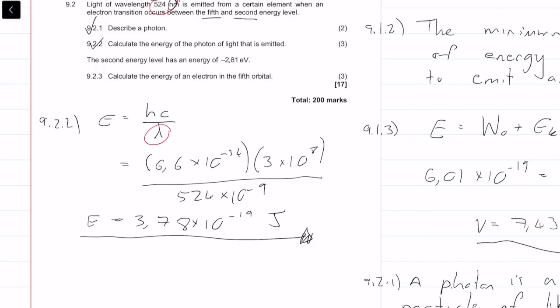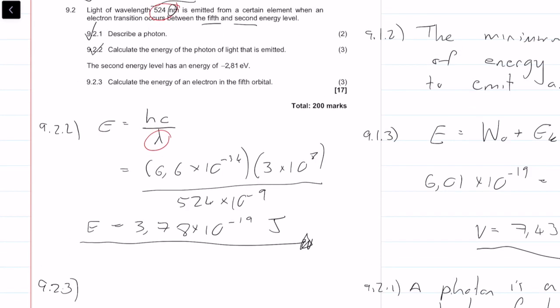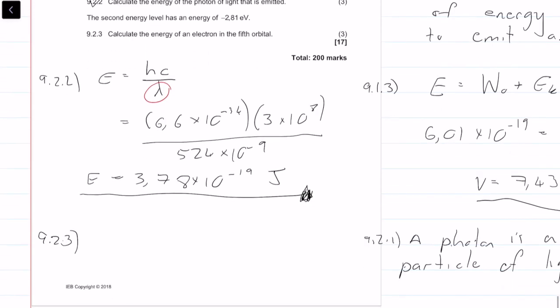Then it says the second energy level has an energy of minus 2.81 electron volts. Calculate the energy of an electron in the fifth orbital. This is 9.2.3. First, the energy that's emitted is what we calculated before, but we need this in electron volts, so we need to convert it.